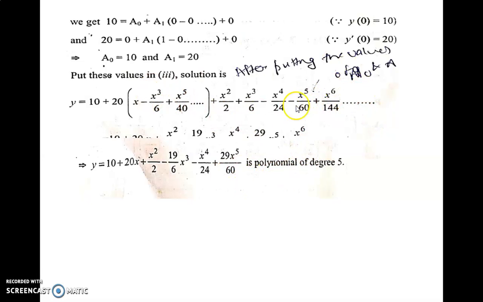When you solve it, you will solve up to powers of fifth only. Then you will get a polynomial of degree 5. So this is all about type third.